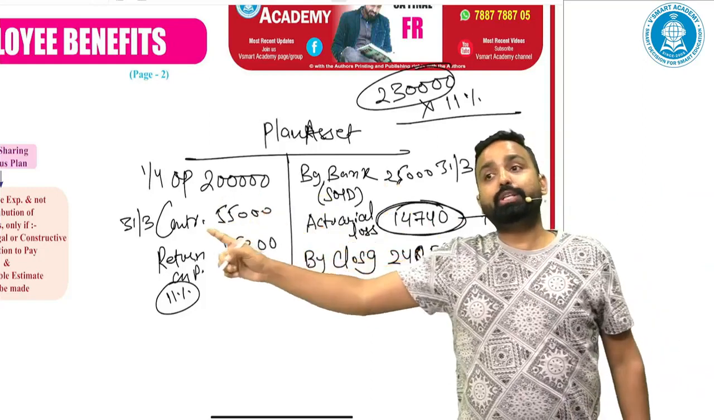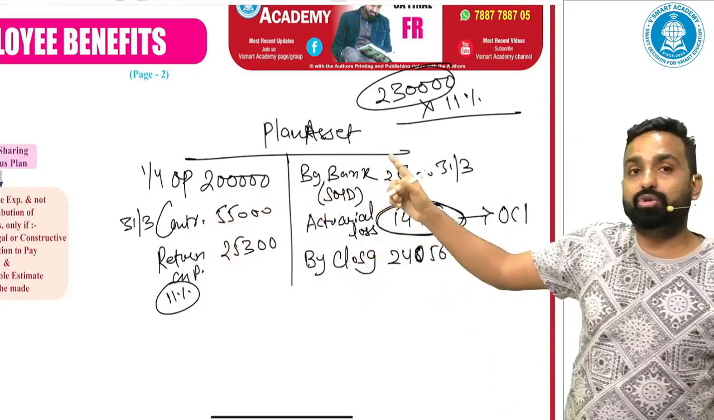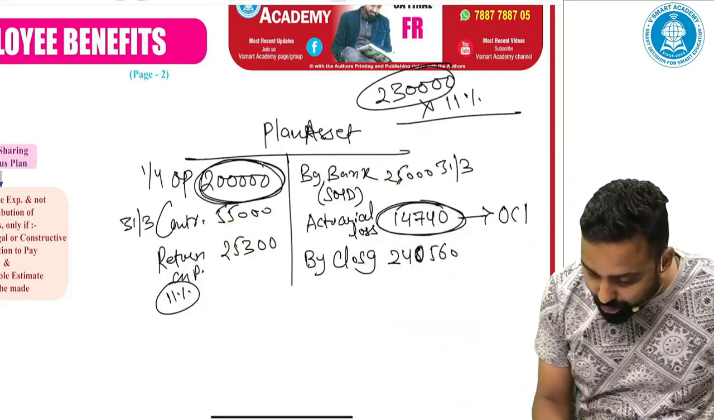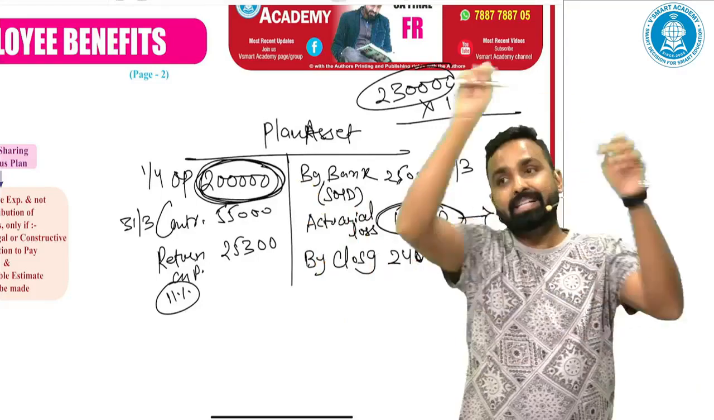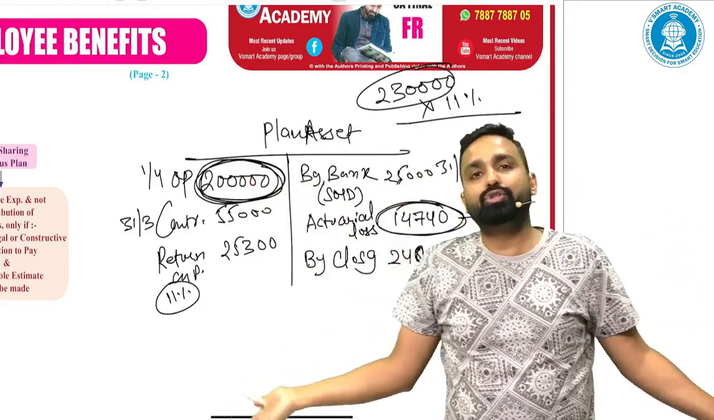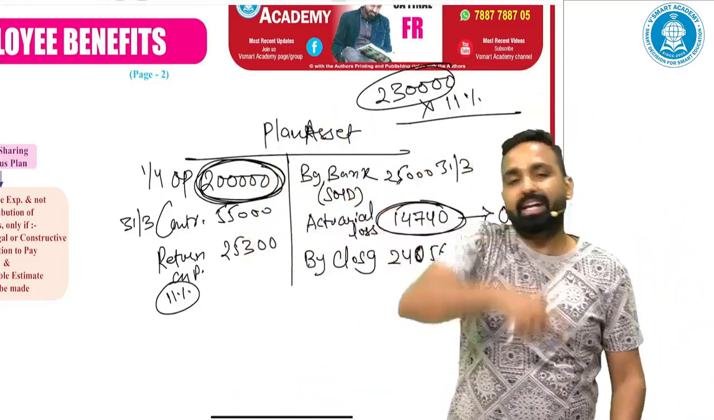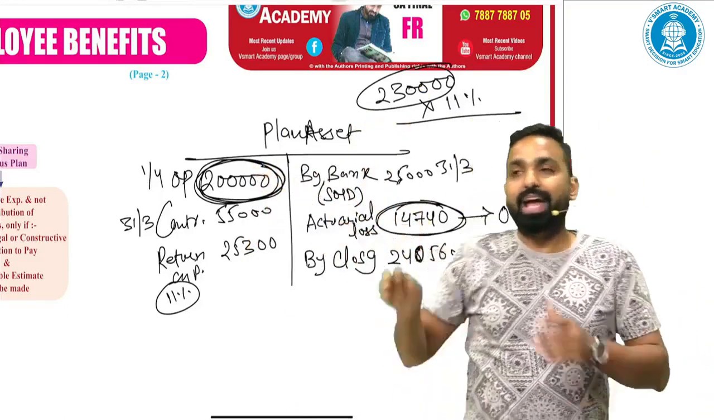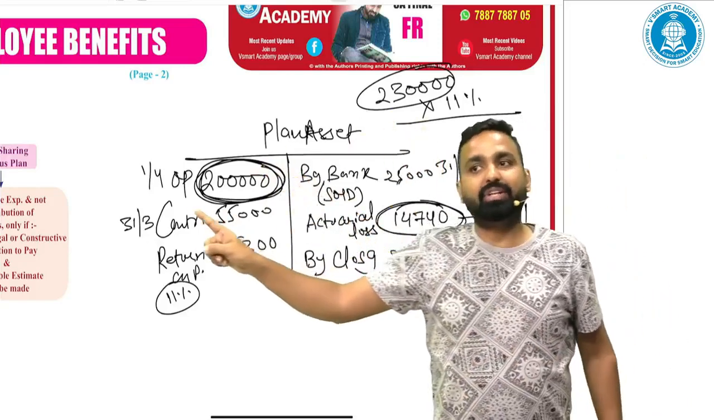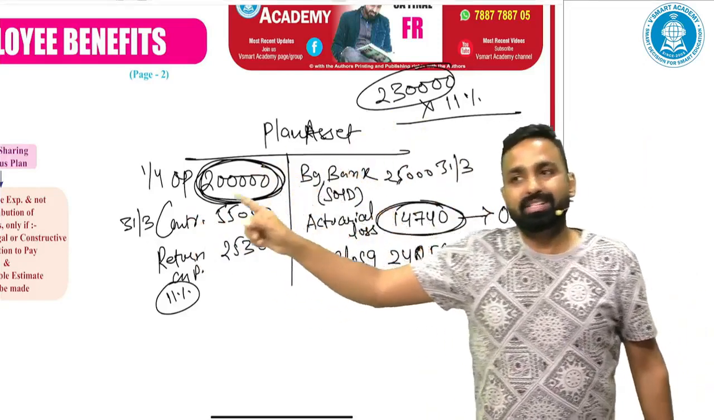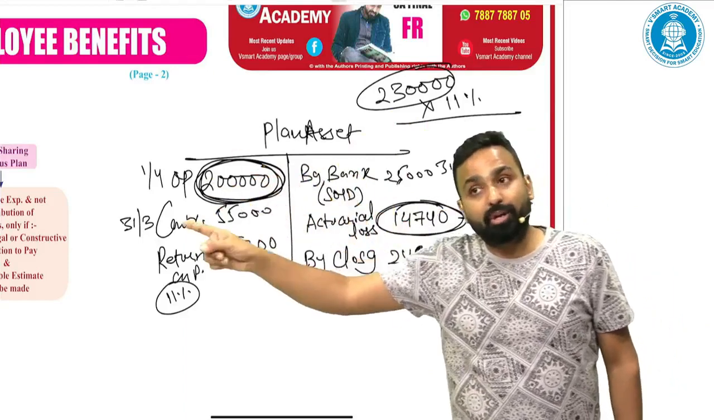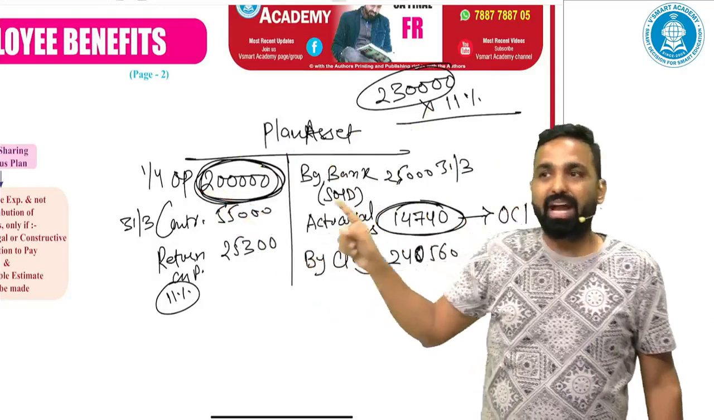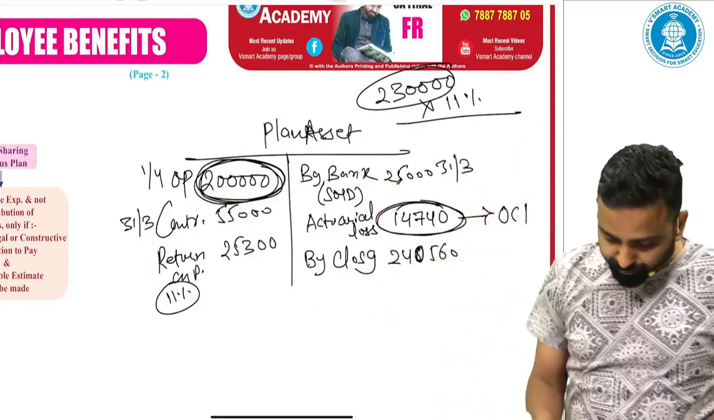Now, if the contribution is placed at year end and the plan asset is sold at year end, you have to calculate the interest only on the opening 2 lakh amount, because in the entire year, only 2 lakh was outstanding. So 11% will be applied on 2 lakh, whenever the contribution and the sale are done at the year end. But if the contribution and sale are done at the year beginning, you will apply the 11% after adding and deducting. Understood or not?